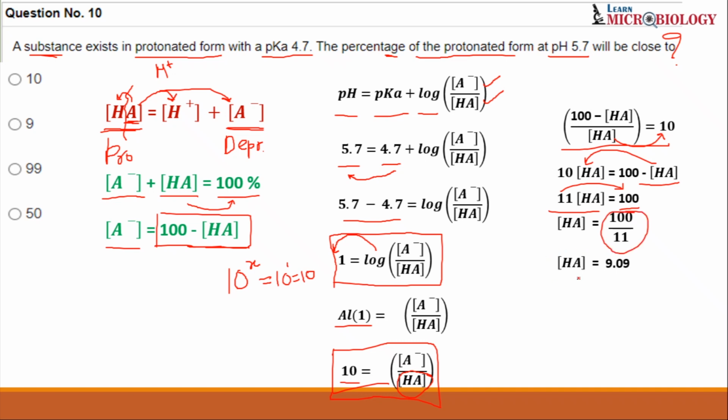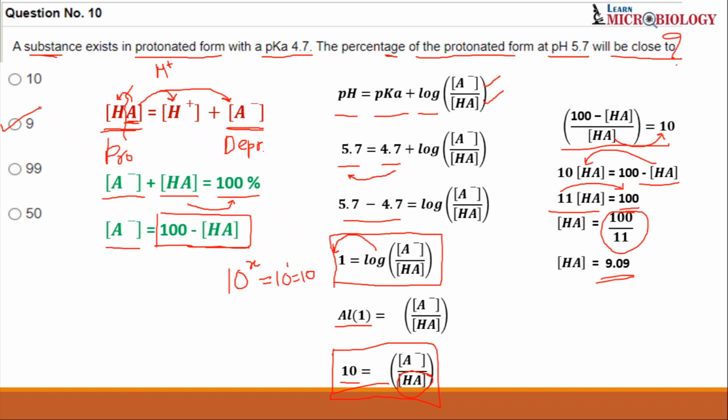The concentration of Ha, that is nothing but 9.09. And the question asks for the answer close to which value? 10 is close but 9 is more close. So the correct answer will be 9.